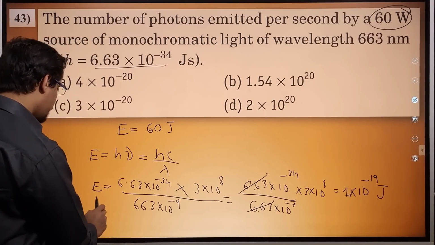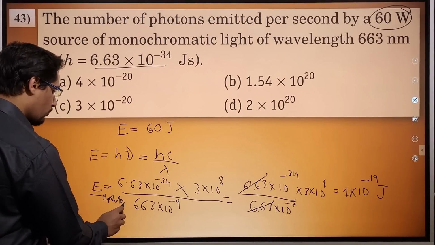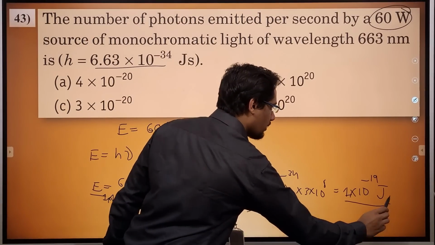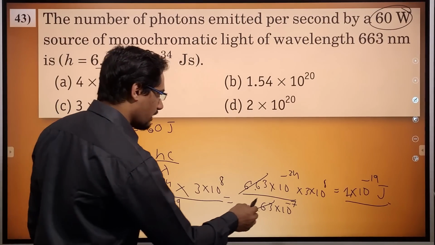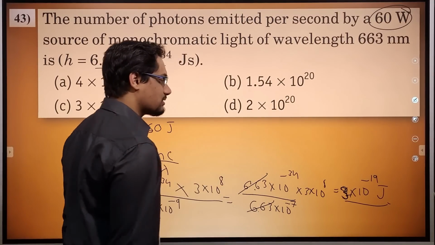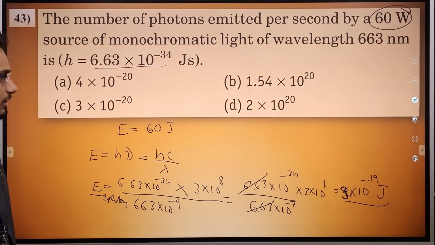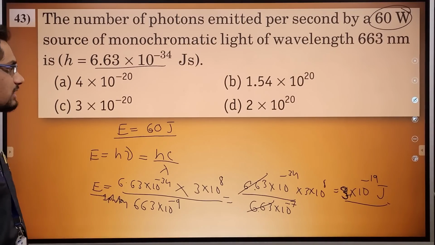So energy of one photon is 10 to the power minus 19 joules. I have forgotten 3. So 3 into 10 to the power minus 19 joules. Energy of one photon would be 3 into 10 to the power minus 19 joules. What number of photons are present in 60 joules?